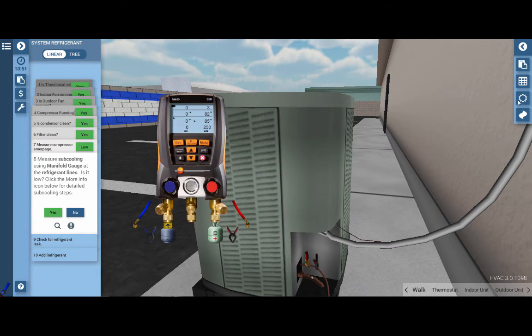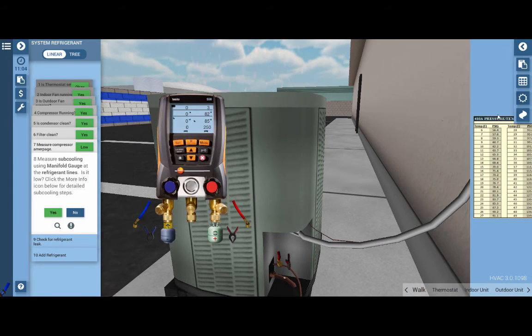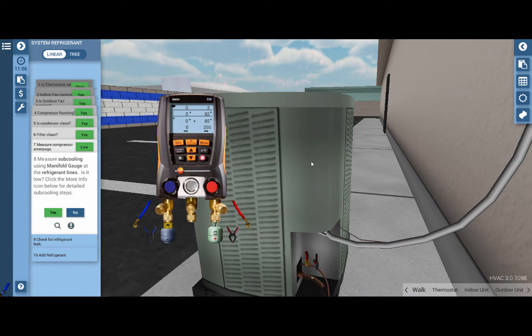We can further verify this by using the temperature pressure chart here. And if we look up 250 PSIG, we're approximately 85 degrees. This would be necessary if you're using the analog gauges as opposed to the digital gauges. So let's store the temperature pressure chart away.